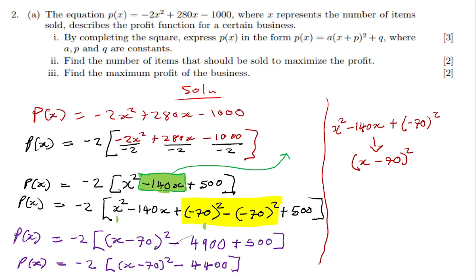So this plus negative 70 squared minus negative 70 squared is more like we have added a 0. Negative 70 squared minus negative 70 squared is equal to what? 0. Why? Negative 70 squared will give you 4900, and then you say minus that one will also give you 4900, which is what? 0.